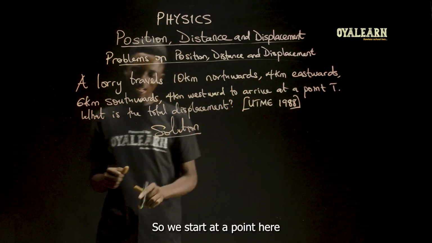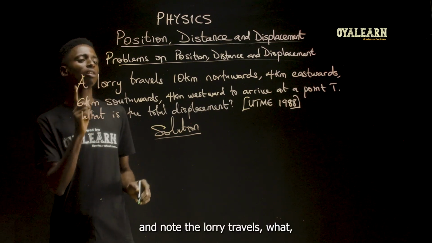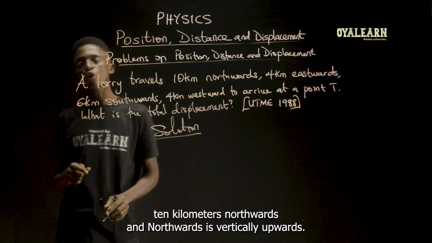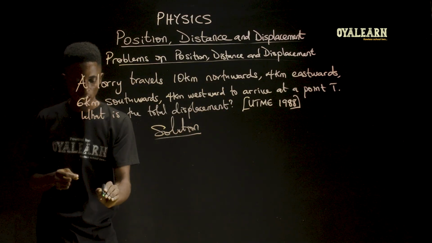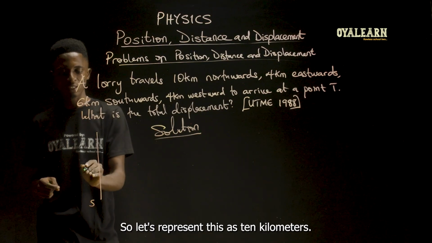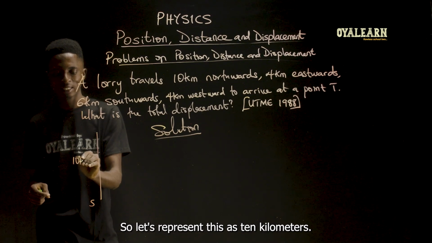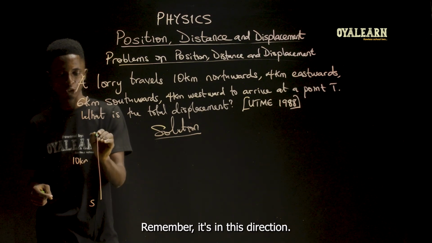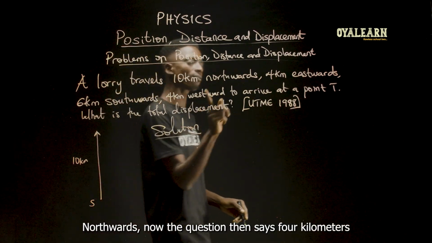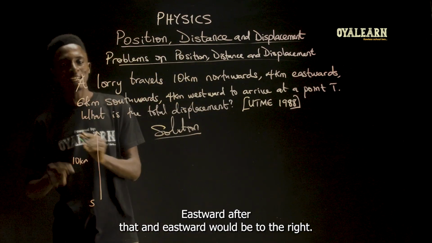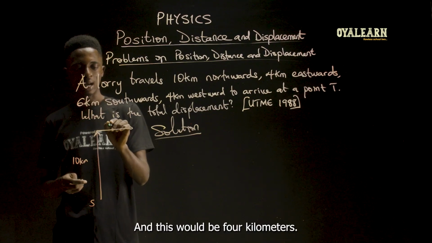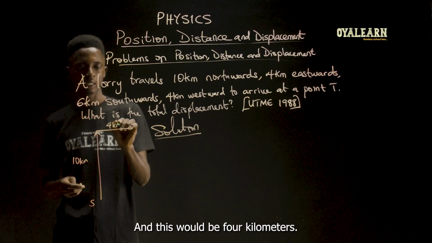So we start at a point here. And note, the lorry travels what? 10 kilometers northwards. And northwards is vertically upwards. So we go from this start point, S, and then go all the way up here. So let's represent this as 10 kilometers. Remember, it's in this direction. Okay, northwards. Now, the question then says 4 kilometers eastward after that. And eastward will be to the right. So from here, we go to the right, like so. And this would be 4 kilometers.